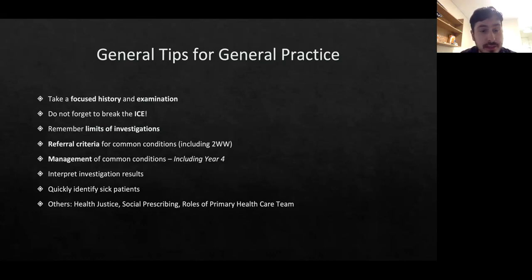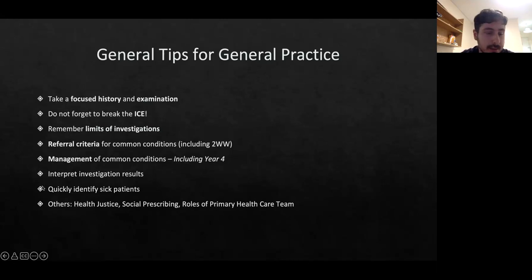So in the GP setting, remember there are limits to the investigations you can do. That will come up a lot in SBAs and OSCEs. There are certain investigations you'll not be able to do in GP, and so that will change your management plan accordingly. As I said, UCL love testing common conditions, and including that, there are a lot of referral criteria for common conditions, such as the 2-week waits for certain cancers, and it'll be very useful for you to memorize that.